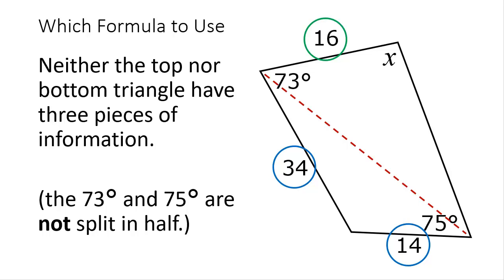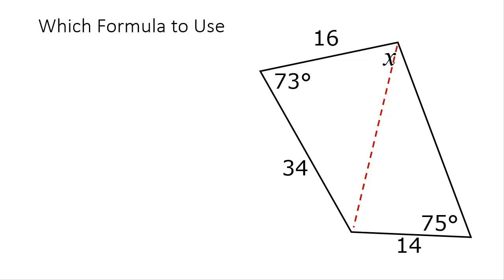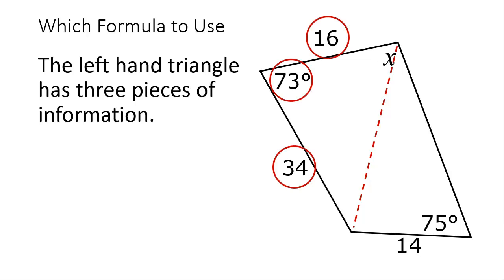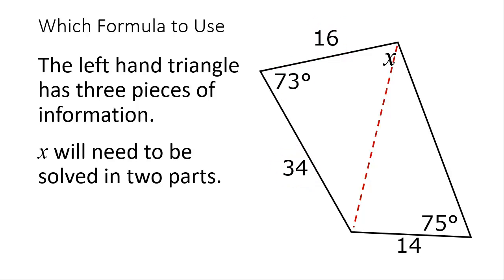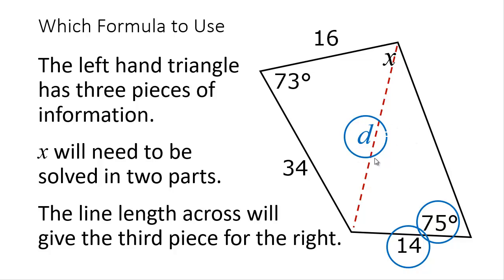So how about we divide the quadrilateral the other way? Divide the quadrilateral the other way, then we have three pieces of information for this one. We've got two sides and an angle. That means it can be solved. Then when we've solved that triangle, we will have the length needed across here to solve this triangle, because once we've solved the diagonal length, we'll have two sides and an angle.